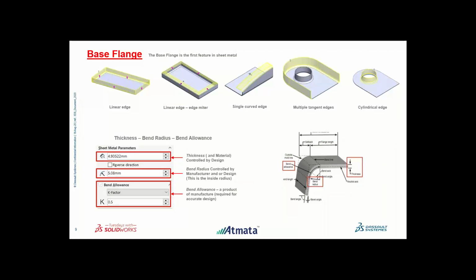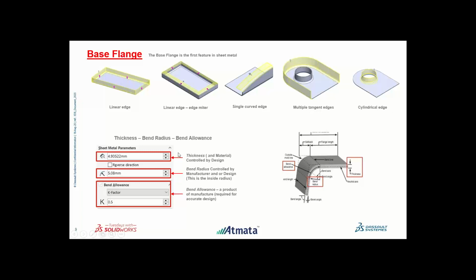Okay, so every sheet metal design starts with a base flange. What you see here, the completed one, is actually a base flange. On the base flange, you can start creating edge flanges. So we see here different kinds of flanges. All these edge flanges are based on a base flange. What kinds of edge flange do we have here? We have the linear edge. We can have a miter. You can have a single curved edge, multiple tangent edges, and cylindrical edges.